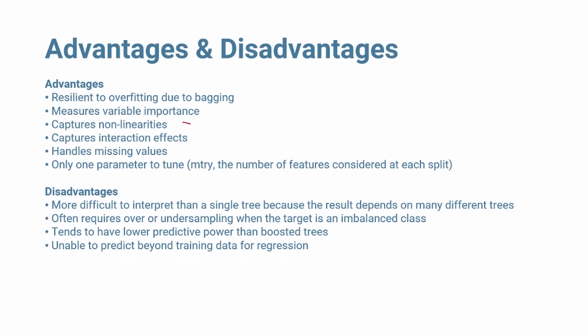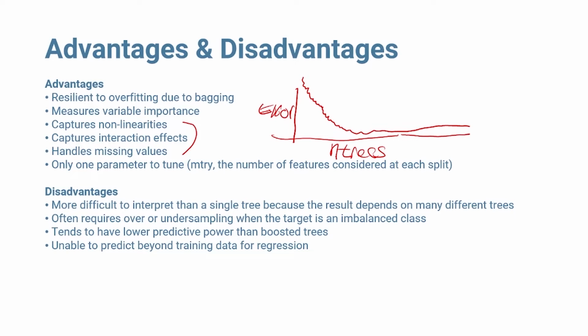There's only one parameter to tune, which is mtry. This is the number of features considered at each split. There's another parameter called nTrees, which is the number of bagged trees, but you often don't have to tune this. This is because if you look at the graph, you'll see that the error flattens out once you get a value of nTrees that is high enough.